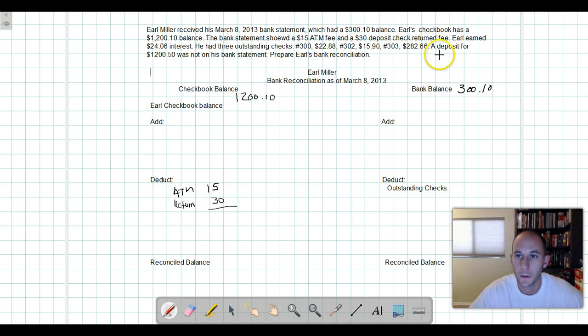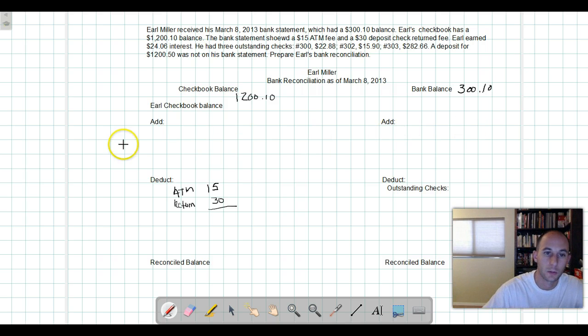So let's keep going here. Earl earned $24.06 of interest. On the bank side, it's showing he gained $24.06, and now we need to record it over here in our checkbook under add. So, interest earned, $24.06. He had 3 outstanding checks, numbers 300, 302, 303.